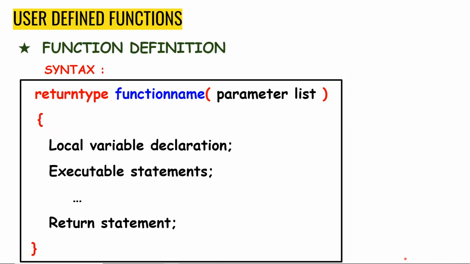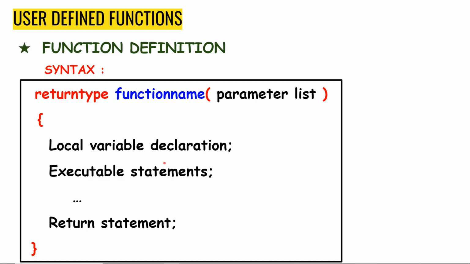Next is the function definition. This is also known as function implementation. Already in function declaration, we have given the prototype of the function, how our function will be defined in the program. In function definition, we are giving a set of statements, the task that has to be performed, inside this function definition.